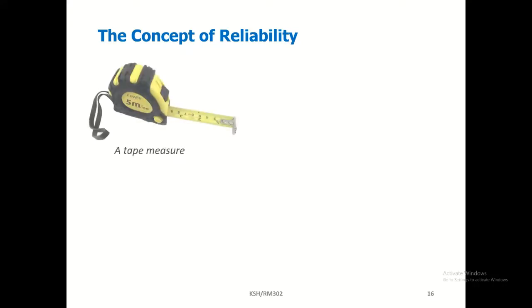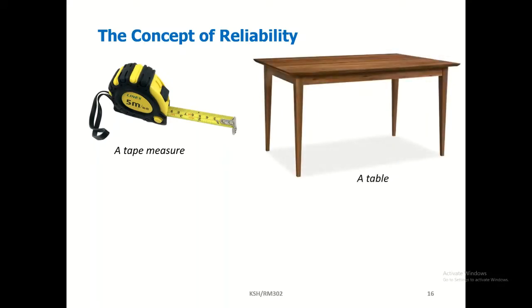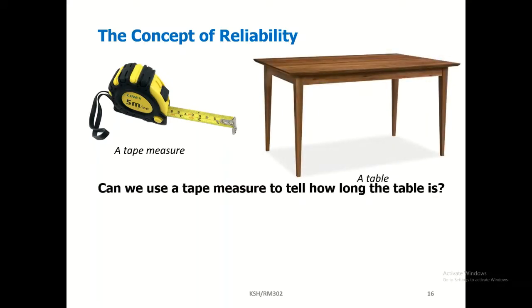To help you understand the concept of reliability, I would like to give a simple example. Can we use a tape measure to measure the length of this table? The answer is yes. Of course, we can use a measuring tape to tell how long this table is. This is the concept of validity. The tape measure is a valid tool.